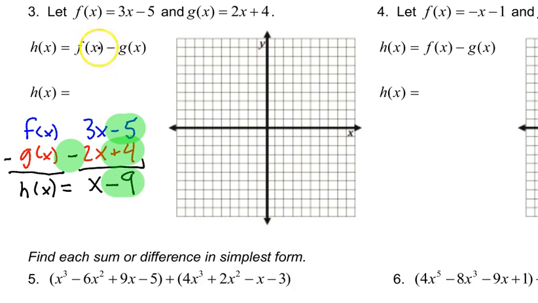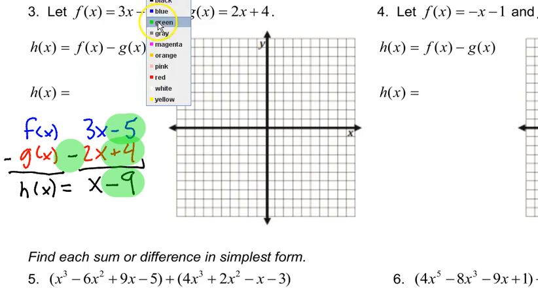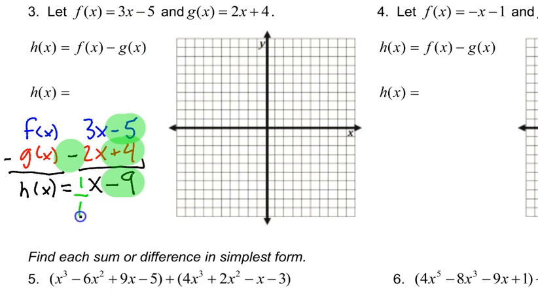Okay. And once again, let's go ahead and graph this. So there's no slope written here, so we know it's going to be 1 over 1. Starting at -9, and then just go up 1 over 1.